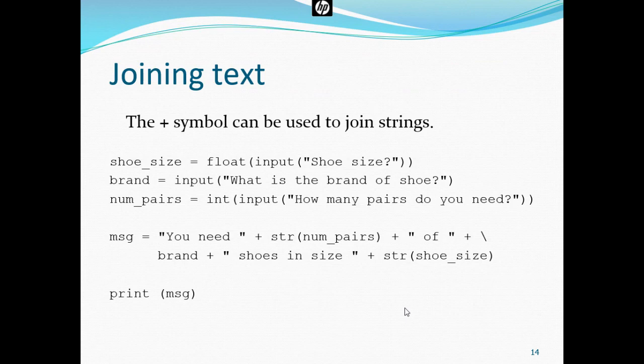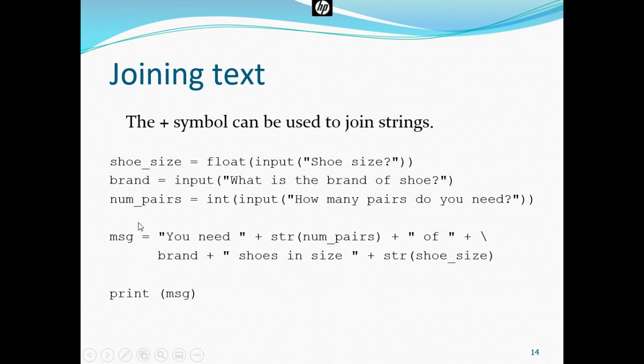In this example, on this screen, we're talking about joining text. It has a bunch of variables with different data types. The first line says shoe size equals, that's the variable, and it's a float, and it's input. That is something the person will type in. We say shoe size, question mark, and the person will type in their size. The next variable is brand equals input. In this case it's just characters. What is the brand of the shoe?